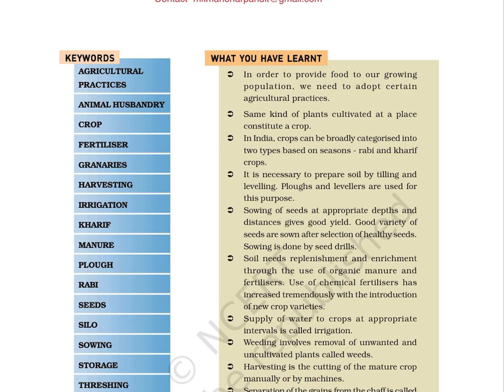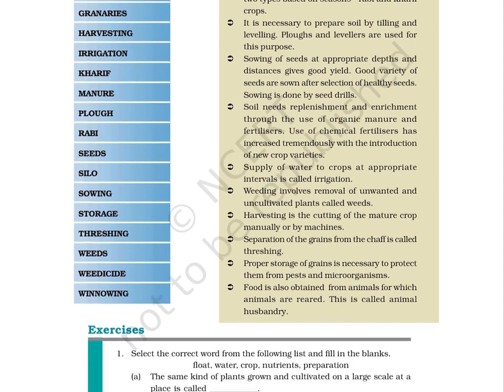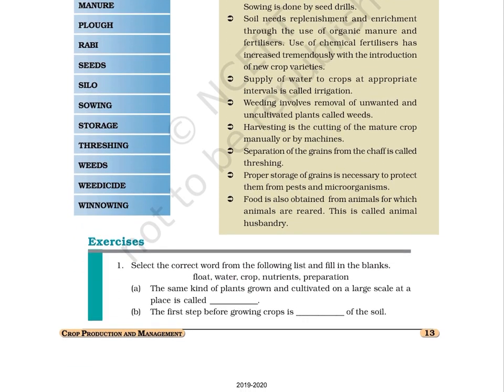It is necessary to prepare soil by tilling and leveling. Ploughs and levelers are used for this purpose. Sowing of seeds at appropriate depths and distances gives good yield. Good varieties of seeds are sown after selection of healthy seeds. Sowing is done by seed drills. Soil needs replenishment and enrichment through the use of organic manure and fertilizers. Use of chemical fertilizers has increased tremendously with the introduction of new crop varieties.